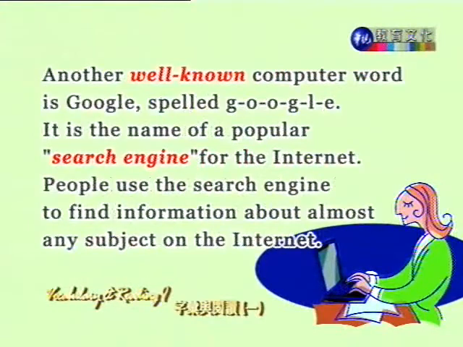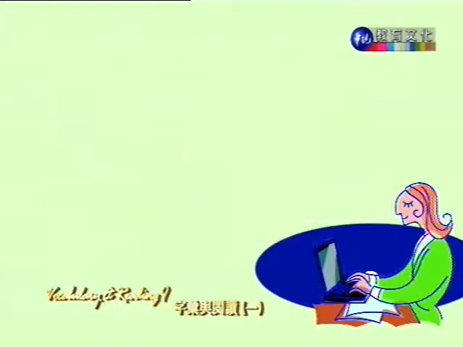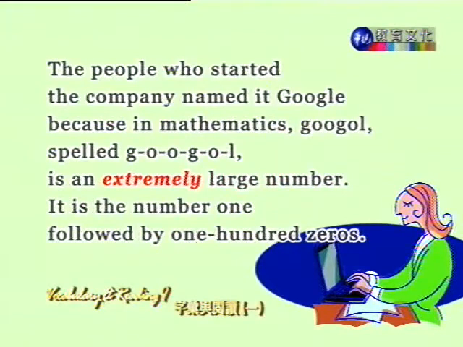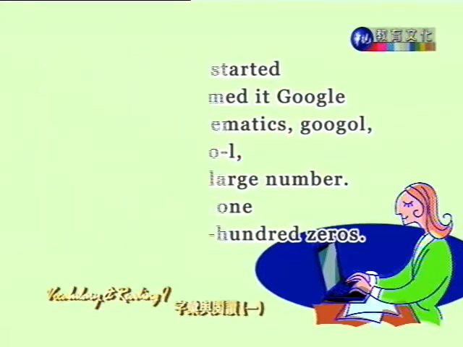Another well-known computer word is Google, spelled Google. It is the name of a popular search engine for the internet. People use the search engine to find information about almost any subject on the internet. The people who started the company named it Google because in mathematics, Google, spelled Googol, is an extremely large number. It is the number 1 followed by 100 zeros.